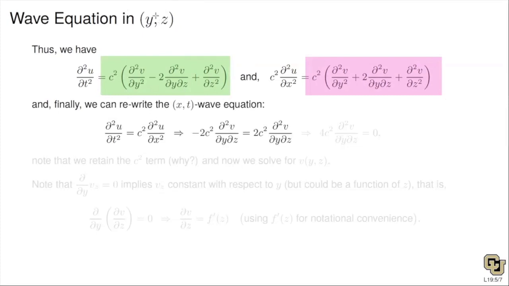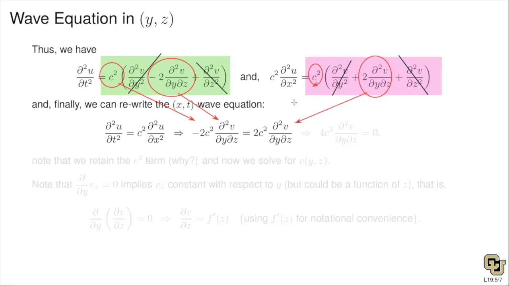And you see common terms cancel. The second partial with respect to y cancels, and the second partial with respect to z cancels. All we're left with is this center term here and the c squared, which we haven't canceled. We can mathematically, but we're not going to, and I'll say why. That's what we've brought down here, so you see they're in the same variables.